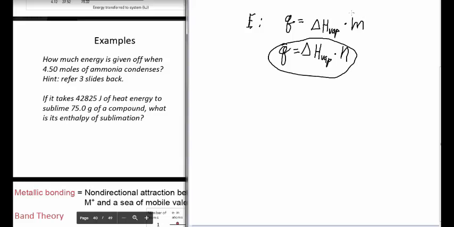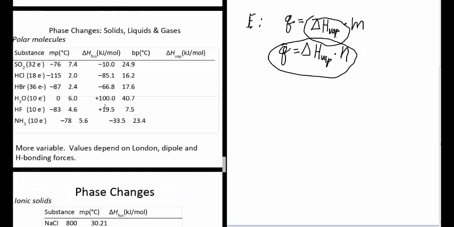Maybe we are given the amount of a substance in grams, and we have the mass. Then we would need to match that with an enthalpy in terms of grams. If the units of our enthalpy and our actual amount don't match up, then we're going to have to convert one so that they do. But let's see, what do we have here?